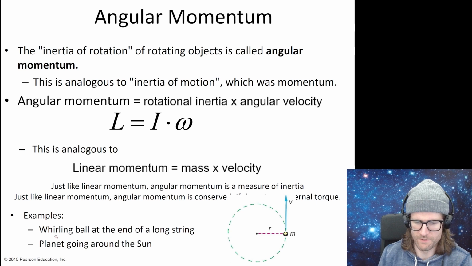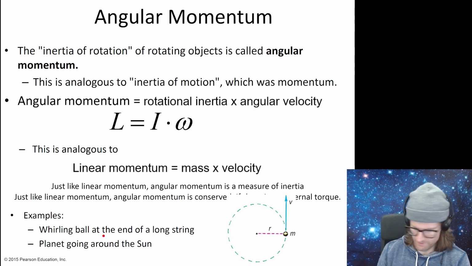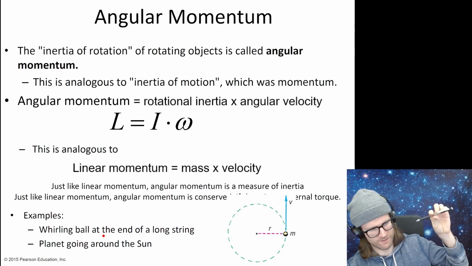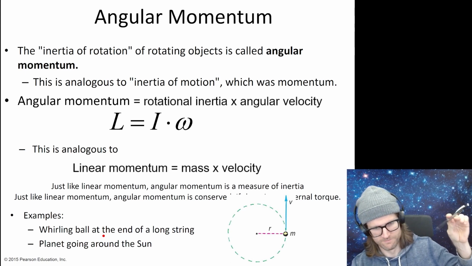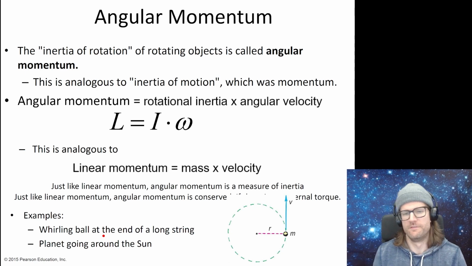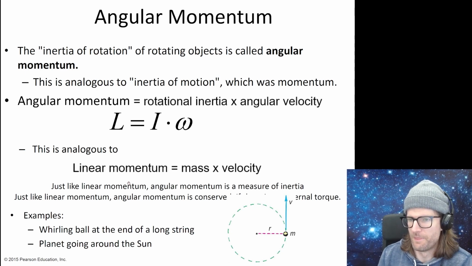Okay, so we've got a lot of examples, like a ball going around in a circle, Earth going around the sun. This pencil, if I rotate it, it's got angular momentum because it's rotating. Anything that's rotating, tires on a car, steering wheel on a bus, Ferris wheel, all of these things have angular momentum.